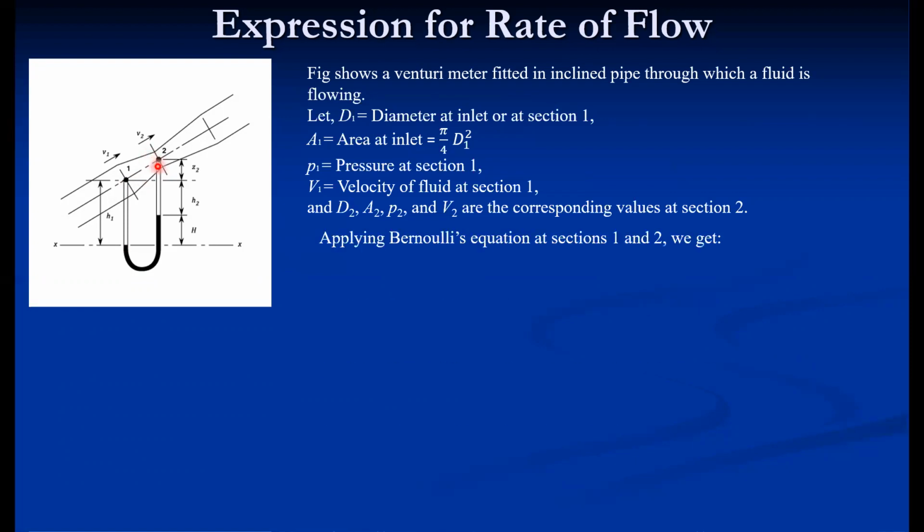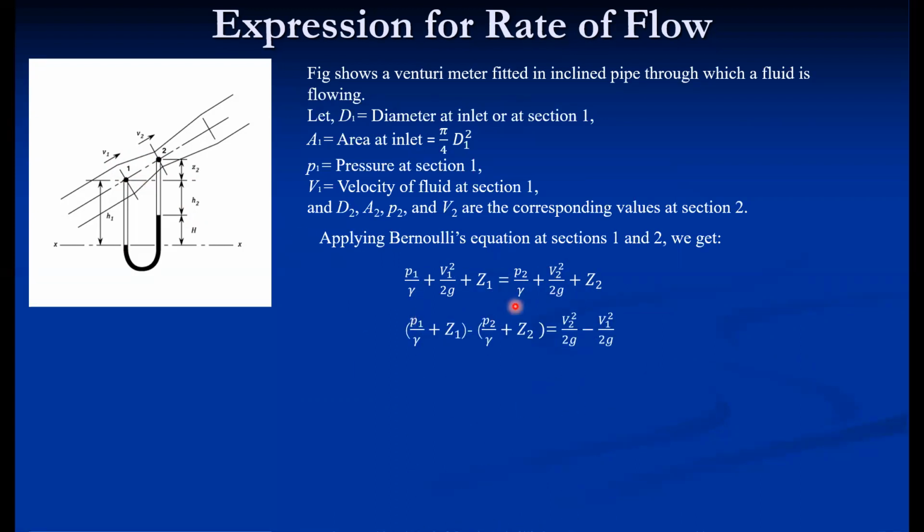Now, we can apply Bernoulli's equation between 1 and 2. This is the Bernoulli's equation, not a modified Bernoulli's equation. So if we apply Bernoulli's equation at 1 and 2, that is P1 by gamma plus V1 square by 2g plus Z1 is equal to P2 by gamma plus V2 square by 2g plus Z2.